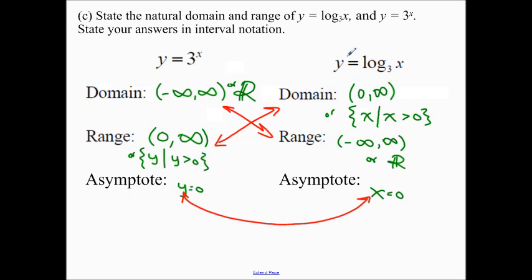Over on the log function, it's the exact flip. The domain is the range from the exponential function. It just goes from 0 to infinity. Or you can write it as x greater than 0. And set builder notation would be x such that x is greater than 0. That's what the vertical bar means, such that. The range is all real numbers.